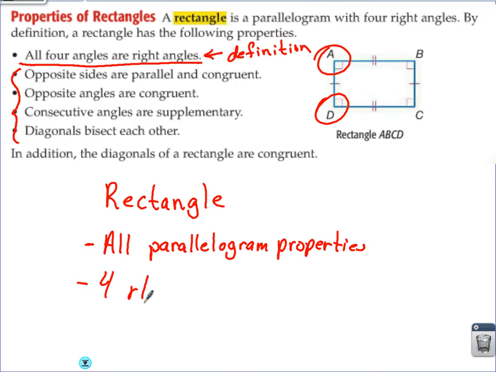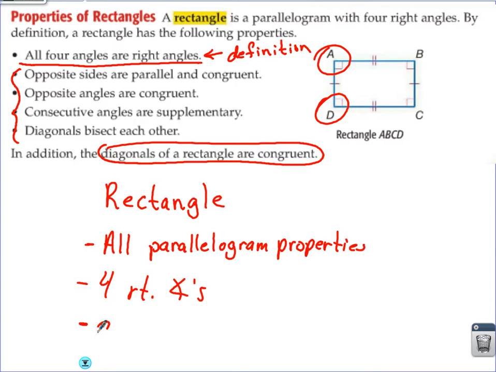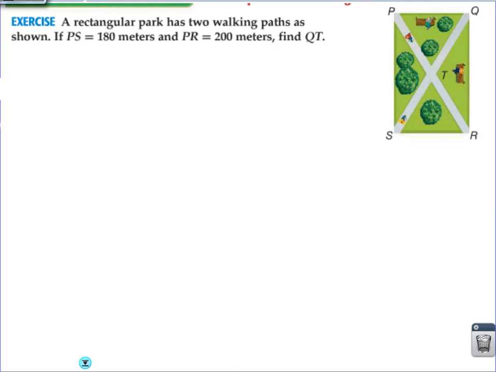Has 4 right angles. And one other one. Diagonals are congruent. It possesses every parallelogram property. All the angles, by definition, we already knew that. 4 right angles. All the angles are right angles. And finally, and probably the most important one, the diagonals are congruent. We'll later on learn that that's called the Carpenter's theorem. Carpenter's theorem.